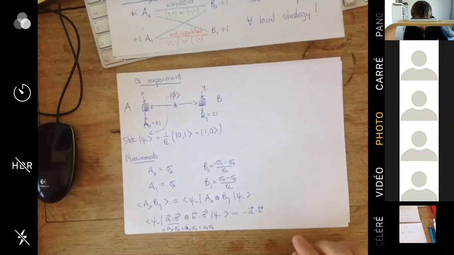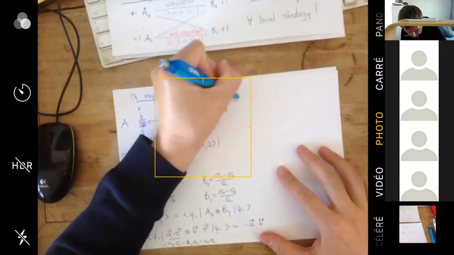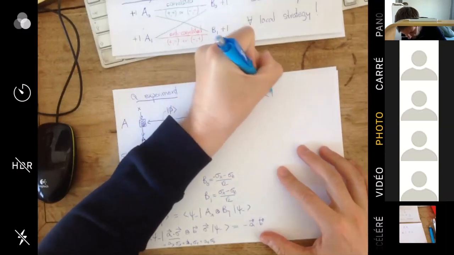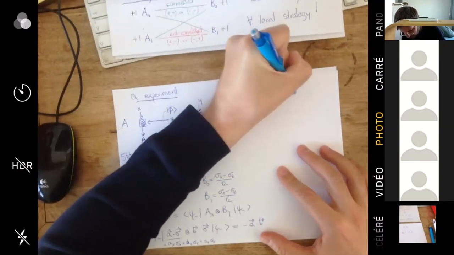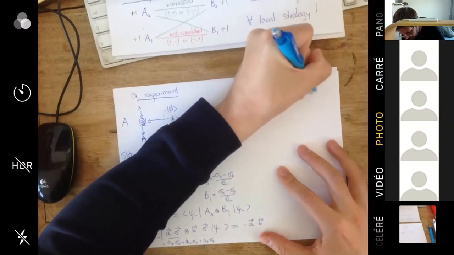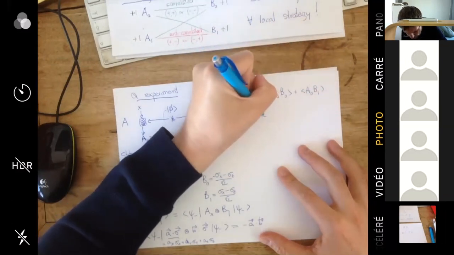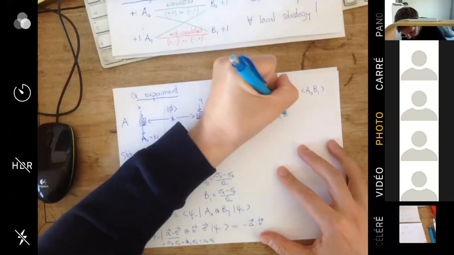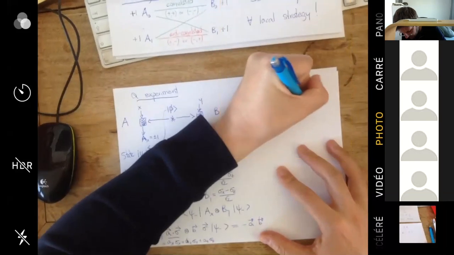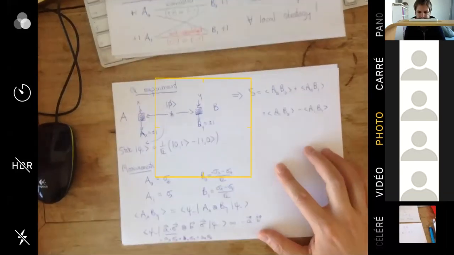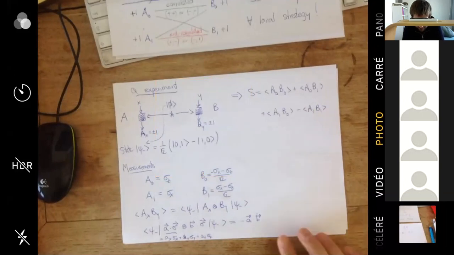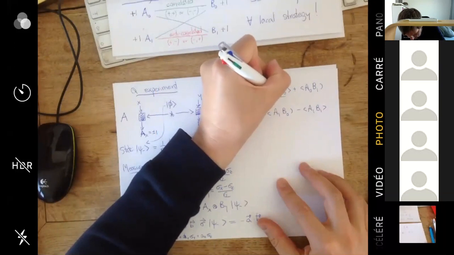Good. Now with this, I can go on to calculate S. So S is what? It's A0B0 plus A0B1, plus A1B0 minus A1B1. Now I just plug all of these things in, use this formula with the Bloch vectors, which is very convenient, and then I will calculate my score. So let's do it.